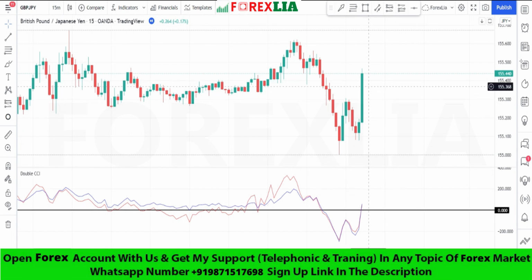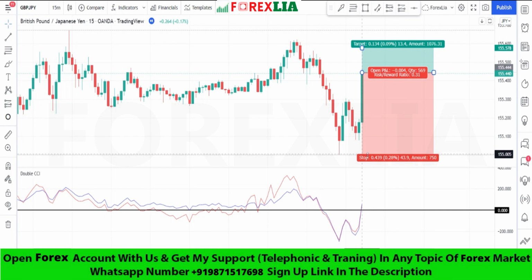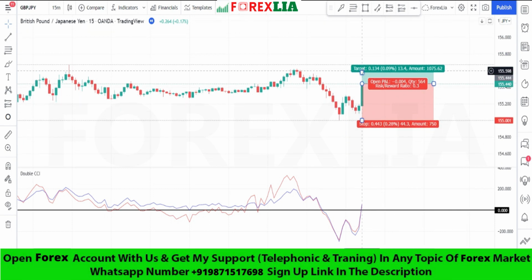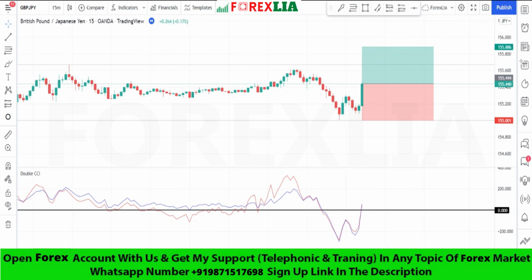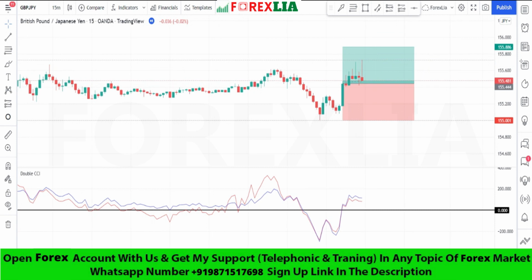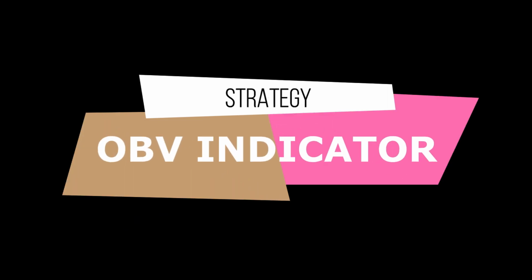Here is buy signal confirmation. We place buy trade here. Set stop loss previous low point. Set profit target 1:1. We won this trade. Third strategy.